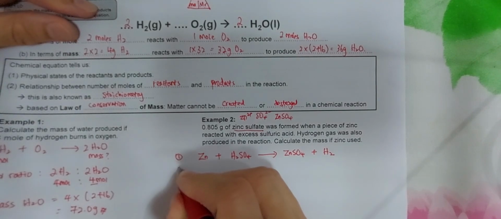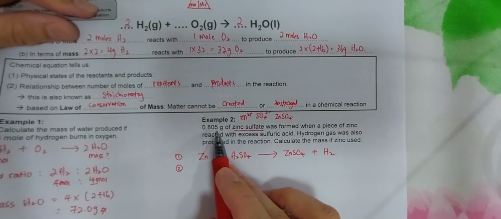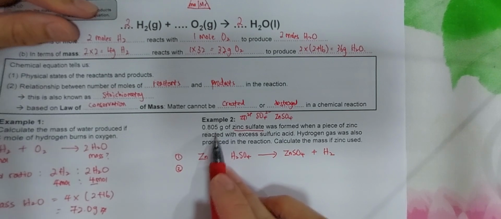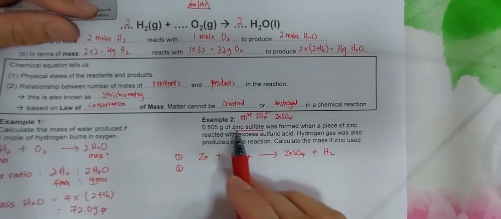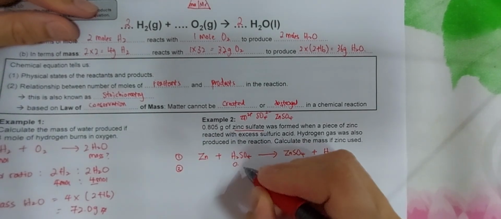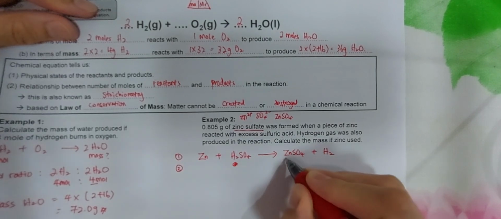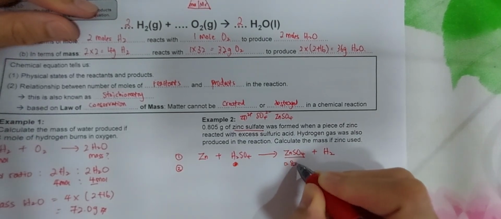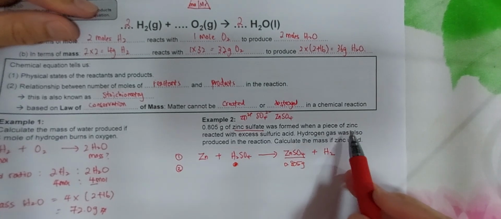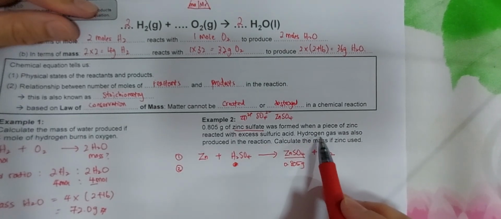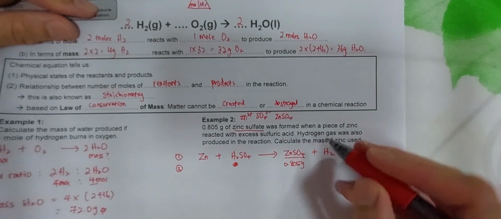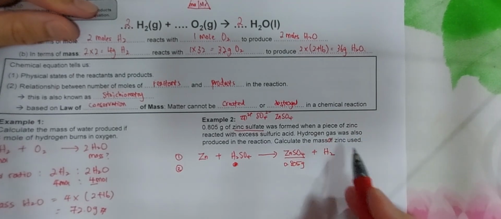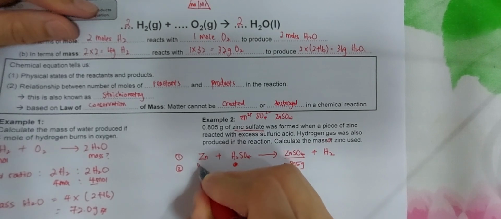Okay, first step done. Second step, write down the information given in the question, as well as what you need to find, above or below the chemical formula. So zinc sulfate is this one: 0.805 gram. When a piece of zinc reacted with excess sulfuric acid, hydrogen gas was also produced. Calculate the mass of zinc. Okay, this one should be the mass of zinc produced. So you have to find out the mass.